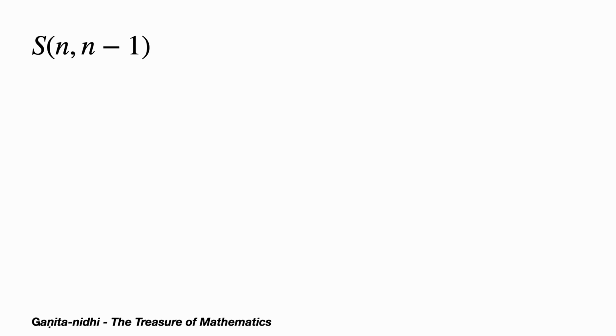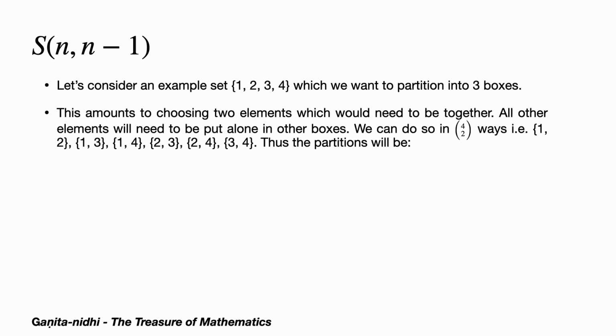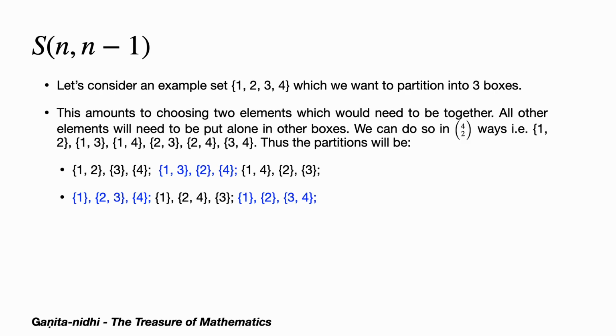Now let's calculate n subset n minus 1. Again, let's consider the case of the set 1, 2, 3, 4, which we want to partition into 3 boxes. This amounts to choosing 2 elements which would need to be together. All other elements will need to be put alone in other boxes. So we can do this in 4 choose 2 ways. That is 1,2; 1,3; 1,4; 2,3; 2,4; 3,4. Thus the partitions will be these, and we get these 6 cases. We can generalize to say that n subset n minus 1 would be n choose 2.